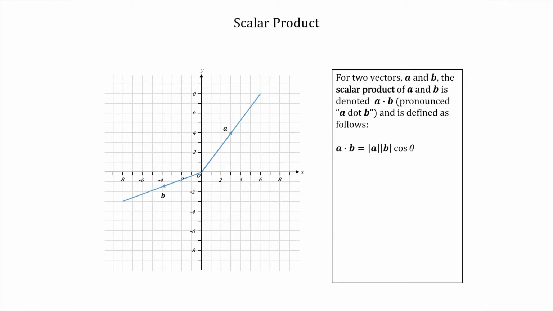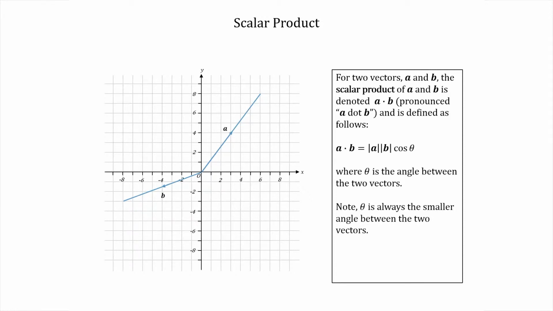a dot b equals the magnitude of a times the magnitude of b times cos theta, where theta is the angle between the two vectors. It's important to note that theta must always be taken to be the smaller of the two angles between the vectors. So theta is between 0 and 180 degrees. On this diagram we have here, theta would be this angle.